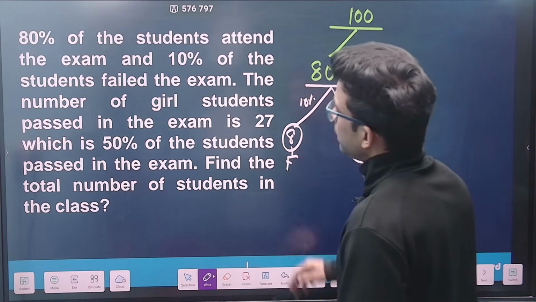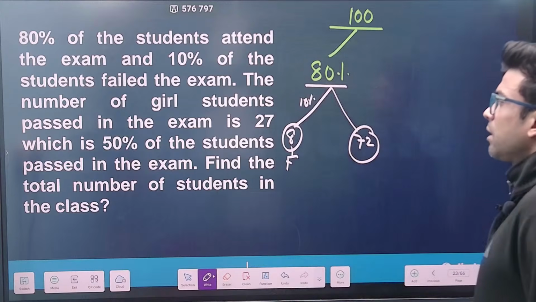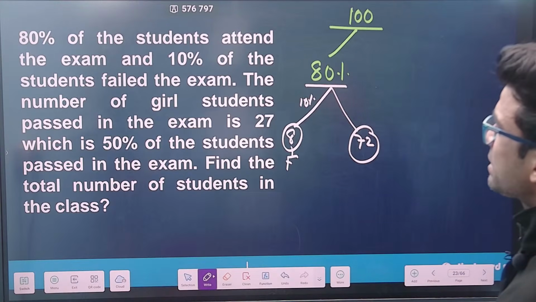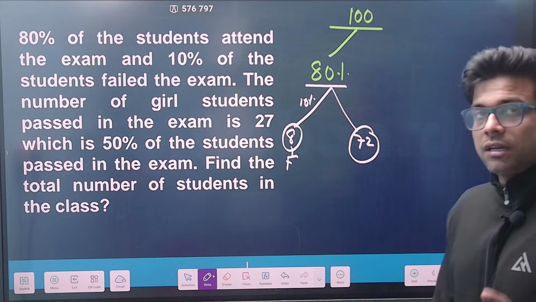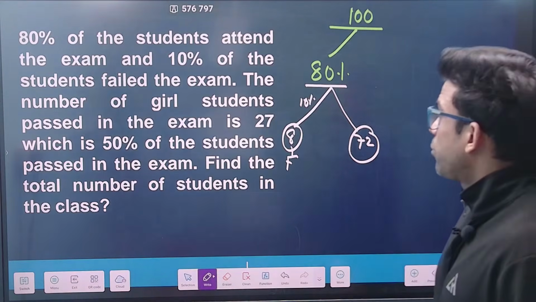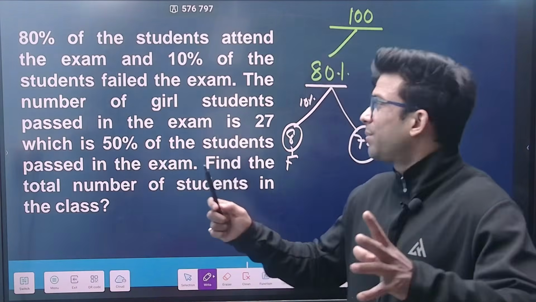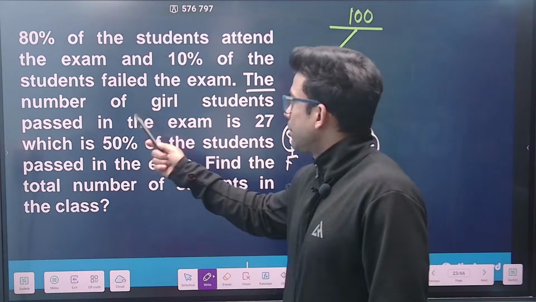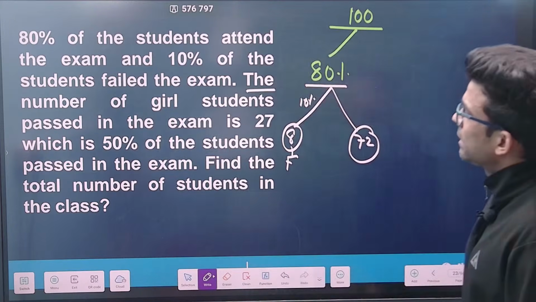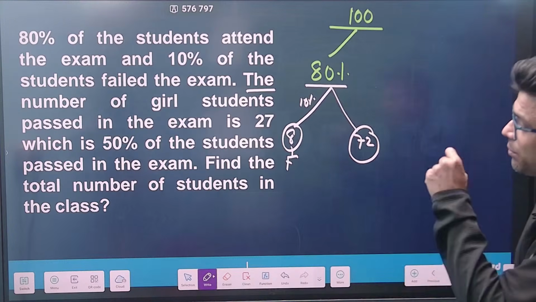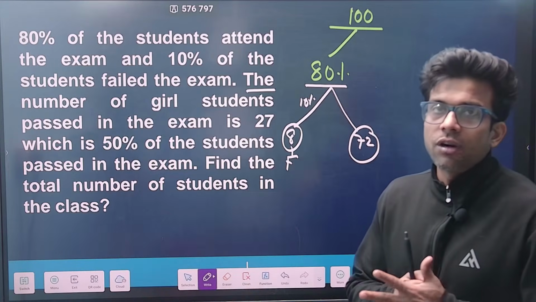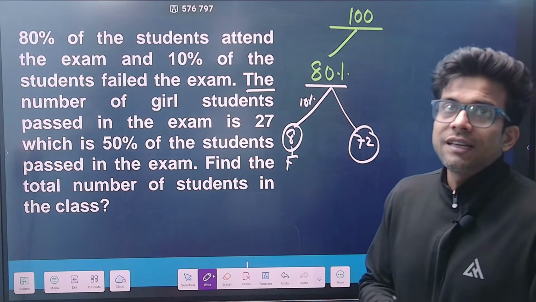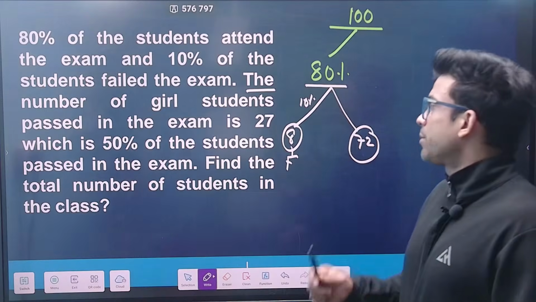Out of 80 only. The number of girls passed in the exam is 27, which is 50% of the students passed in the examination. Now see, this is a very important line. How the examiner plays with the words. The number of girl students who passed in the exam is 27, which is 50% of the students passed in the exam. So can you just say what this is saying? So can I say, everyone, what is the 50% of it?